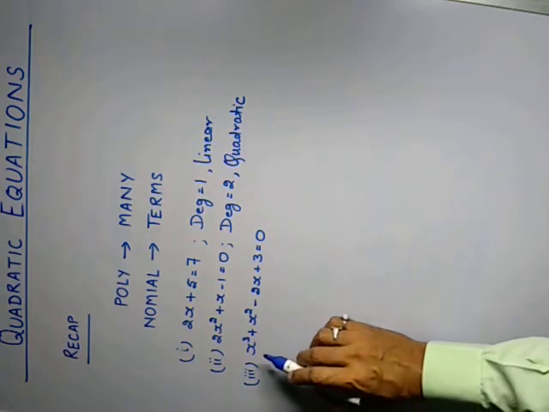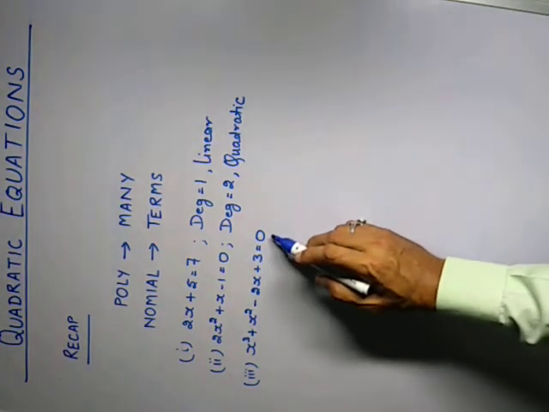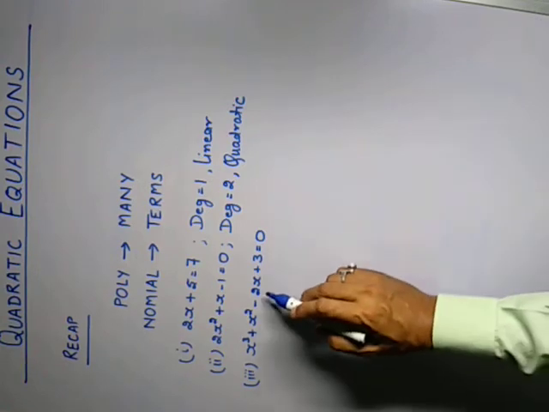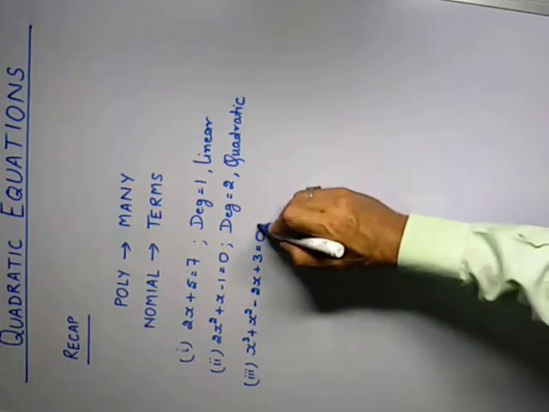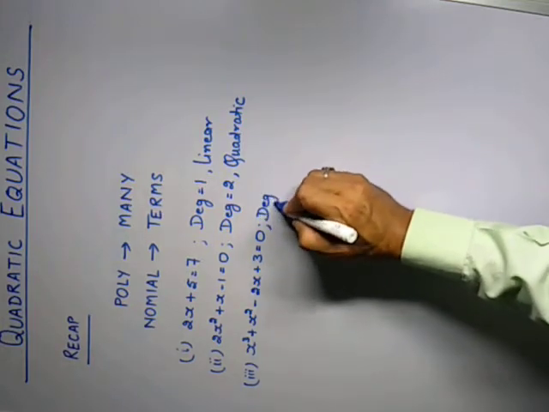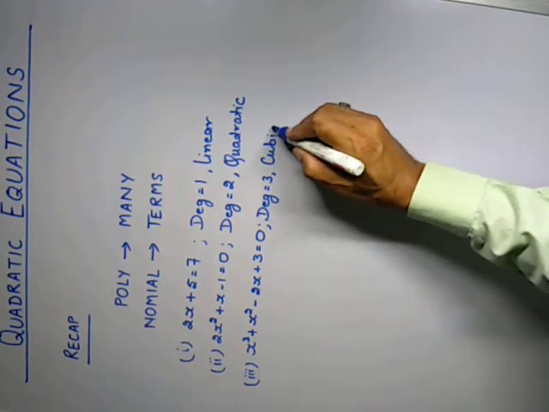And in the third example, x cube plus x square minus 2x plus 3 equals 0. Here the highest power of variable x is 3. So it means degree is 3. So it is cubic polynomial. So in the second chapter we have studied different types of polynomial.